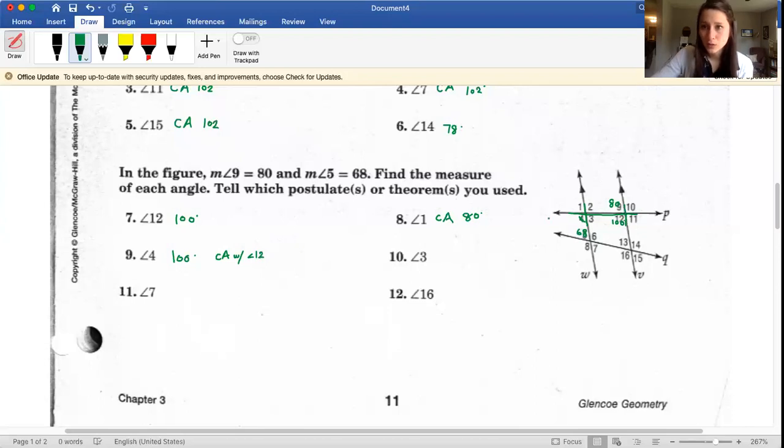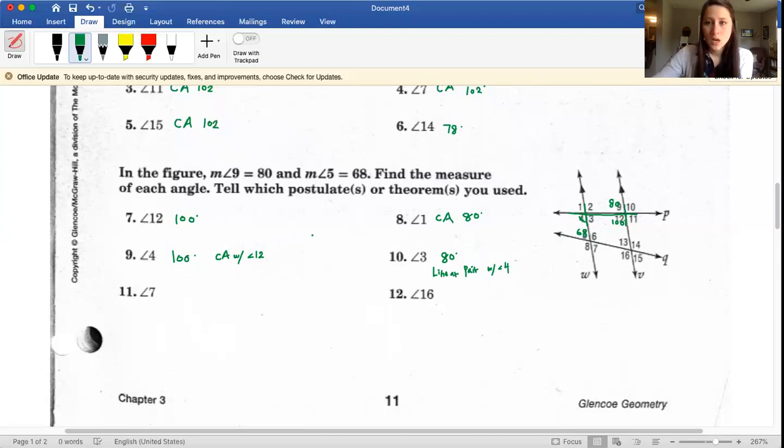Number 10, angle 3. So 4 and 3 are linear pairs. So if 4 is 100, 3 would have to be 80 degrees. So you could say it's a linear pair or some other explanation. Linear pair with angle 4.